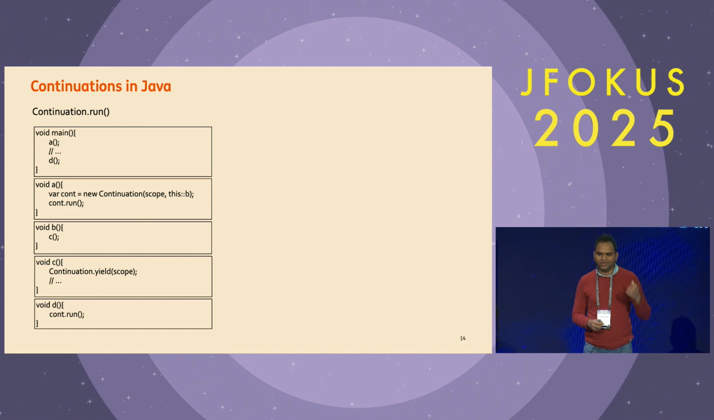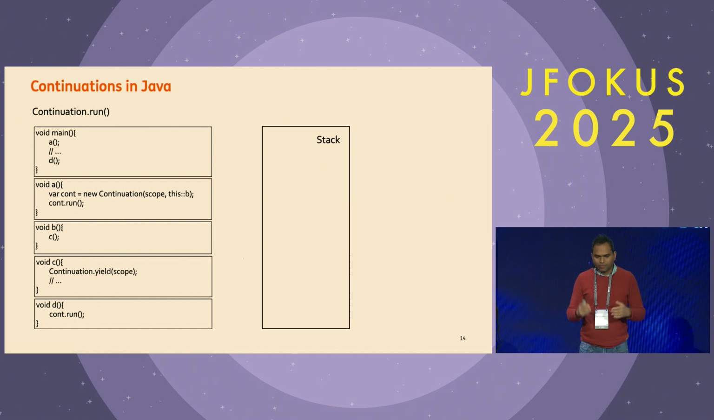So what does it do? It does continuation.run, and it is the same continuation object that was created in method A. Now, when continuation.run is called, it should actually resume the continuation. It should take us back to the point where it was paused, and then resume from there. How does that happen? Again, we explore stack memory and heap memory.